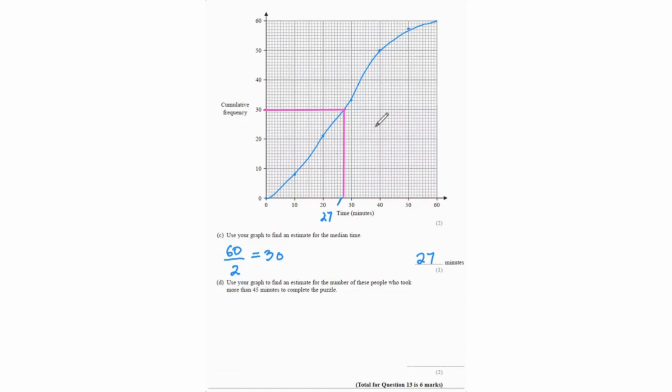So simple as that, you divide the total frequency by 2, that gives you half the frequency. Draw a line from that frequency value towards the graph line, and then see what the corresponding x value is going to be. So that's 27.